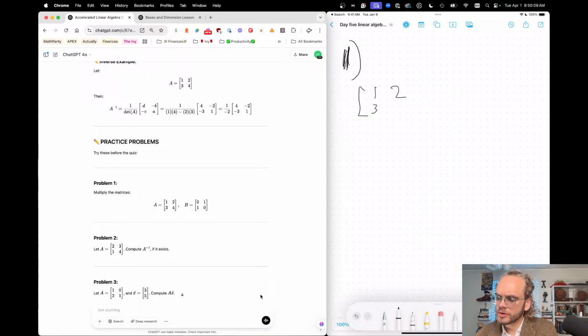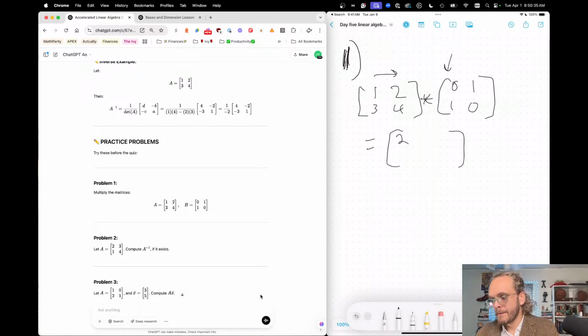1, 2, 3, 4 times 0, 1, 1, 0. So to do this multiplication, I want to have it equal. It's going to be a 2 by 2 matrix. I go 1 times 0, which is 0, plus 2 times 1, which is 2. I go across on this one and down on this one. Then I'll get this spot here in the top right. For the top right spot, I go 1 times 1, 2 times 0, which is 1.